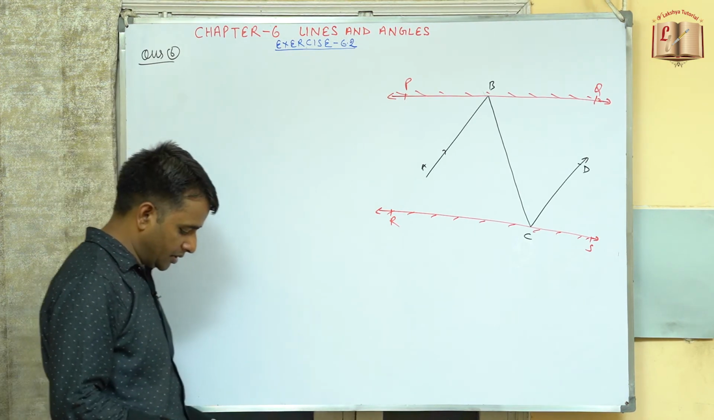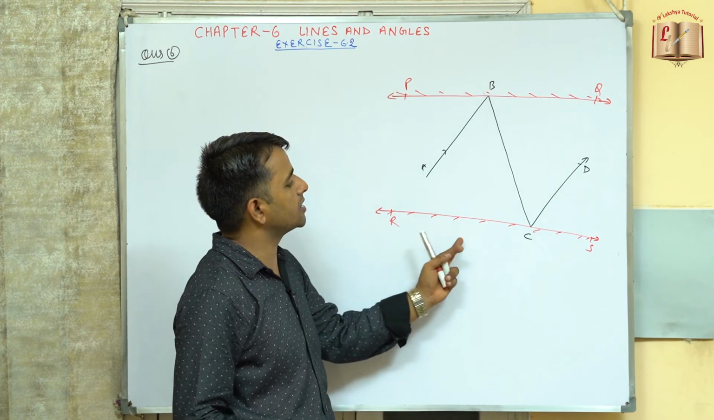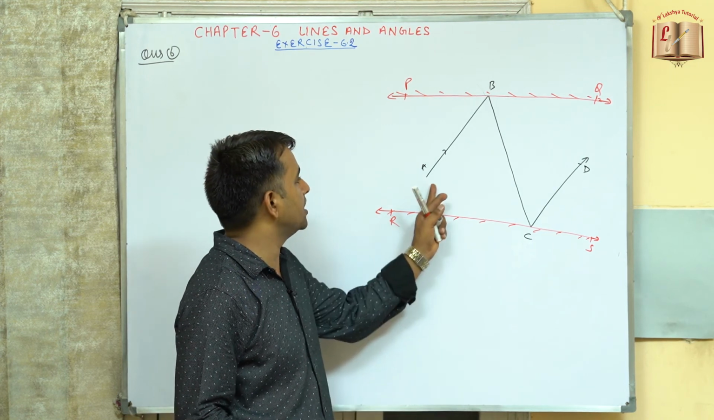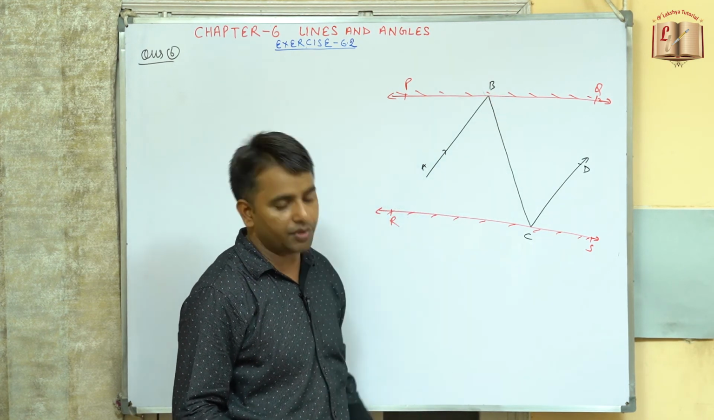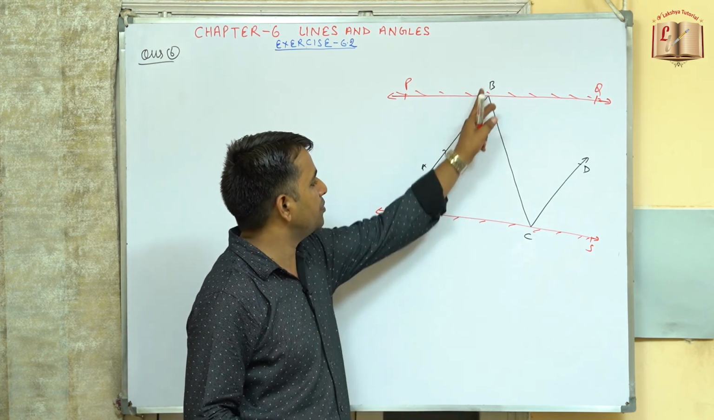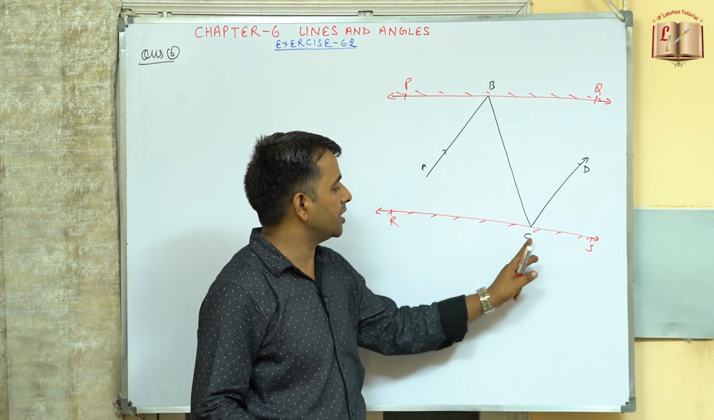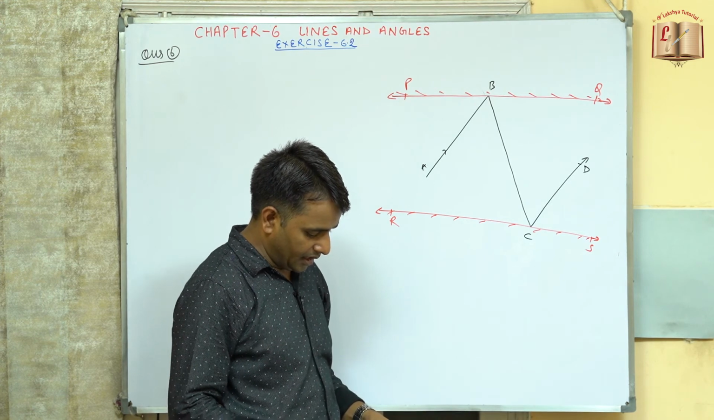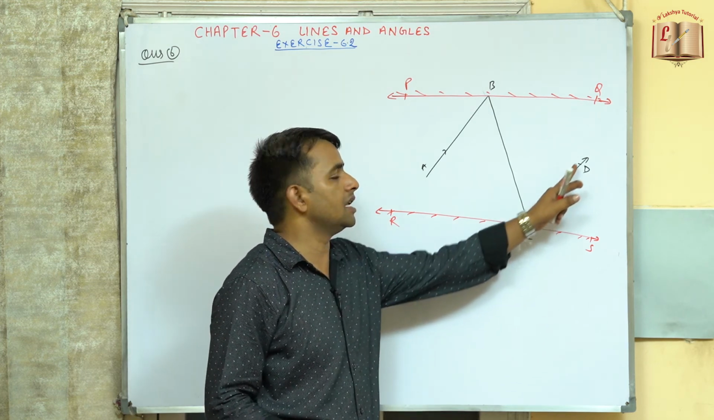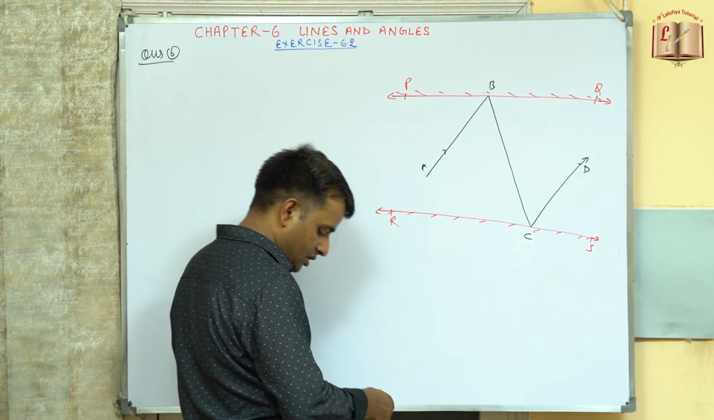So now coming to question number 6. In figure 6.33, PQ and RS are two mirrors placed parallel to each other. An incident ray AB strikes mirror PQ at point B, and the reflected ray moves along the path BC and meets the mirror RS at point C, and again reflects back along CD. So now we need to prove that AB is parallel to CD.